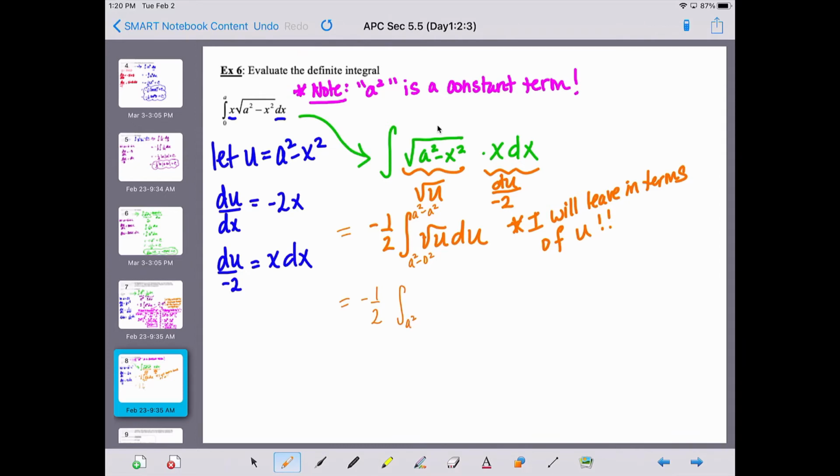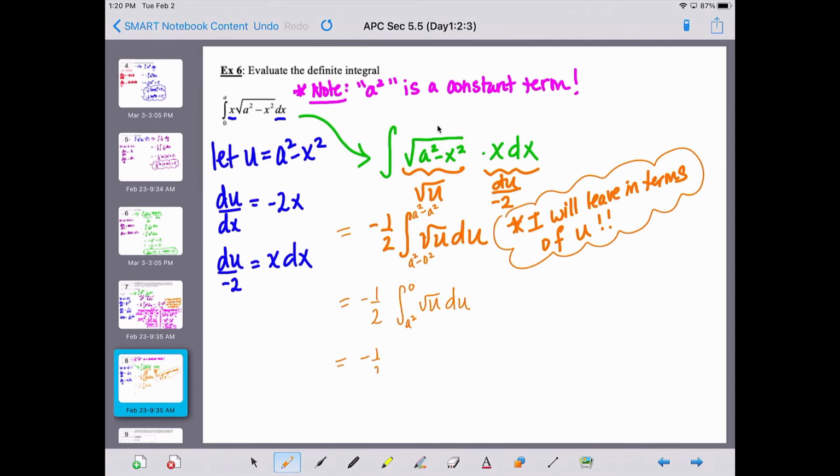A squared minus a squared is going to be 0 for my upper limit of integration. And then I have the square root of u du. So now I just have to integrate. The square root of u is u to the 1/2 power. I'm leaving everything in terms of u. I already made that decision right here, right? So that's why I changed my limits of integration to be in terms of u.